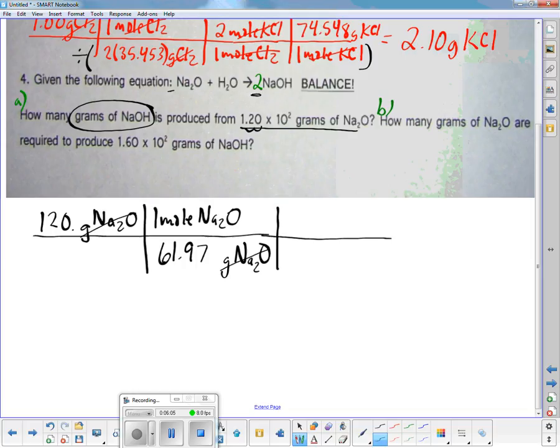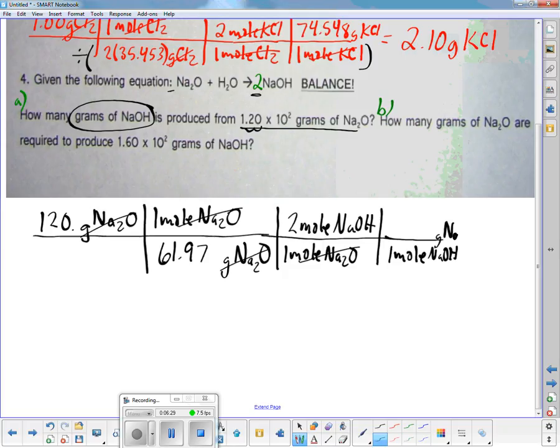It goes on the bottom, 1 mole Na2O. On the top is what we want to get to, which is sodium hydroxide. Moles go out, sorry. We're trying to get to grams. So the last stage, when we go from grams to moles, it's always 1 mole. And now we add up the mass of a sodium, an oxygen, and a hydrogen.